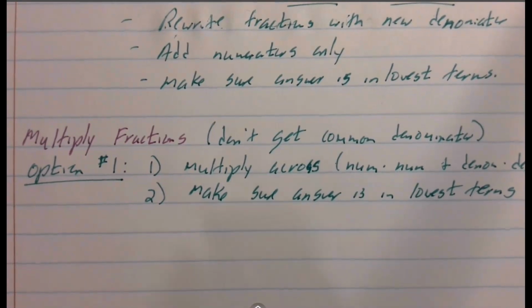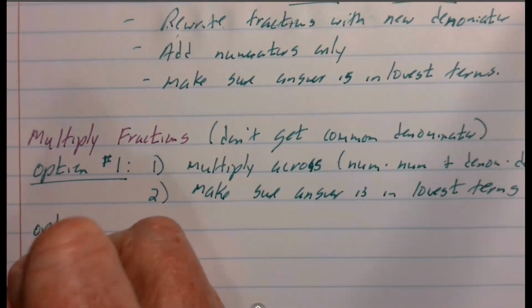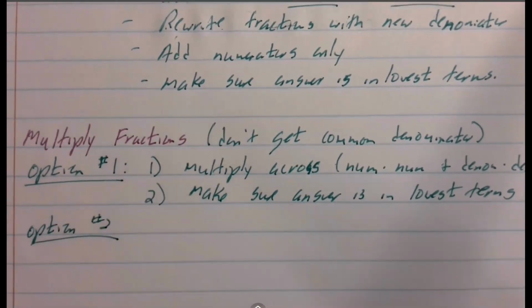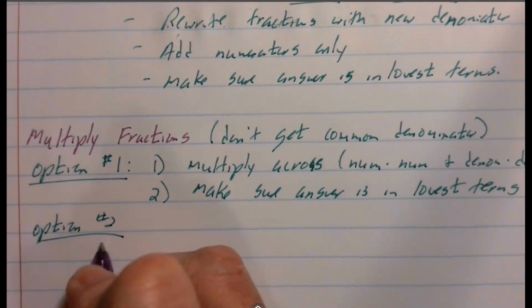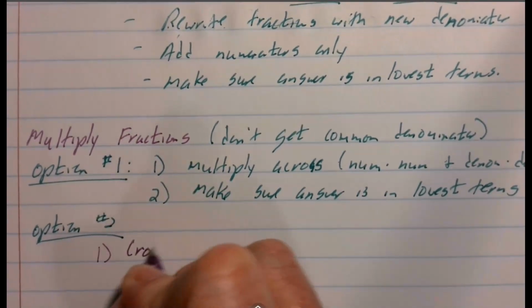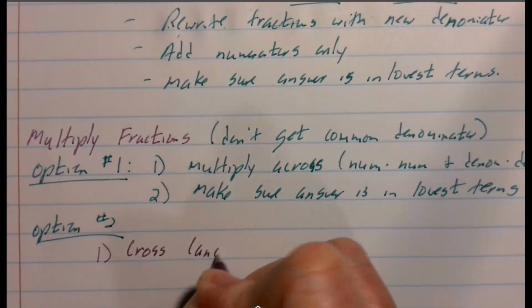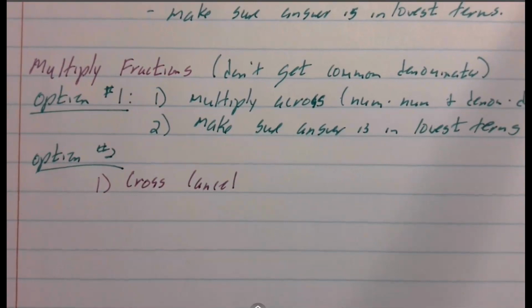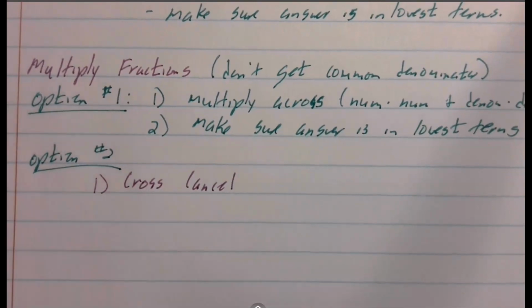It's just that sometimes you're going to have too big of numbers, and also you might save some steps by using option number 2. Option number 2, you're going to start off by seeing if there's anything to cross-cancel. So you're going to cross-cancel. Okay, and again, go back to your notes if you're not sure what I'm talking about. Reduce what the top and the bottom are.